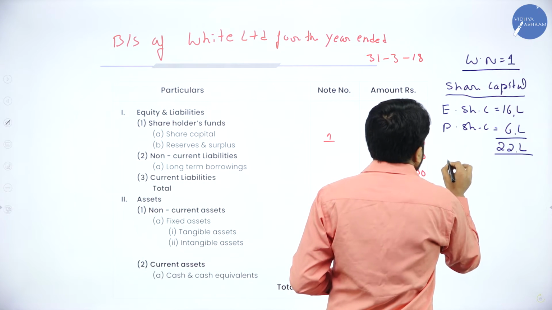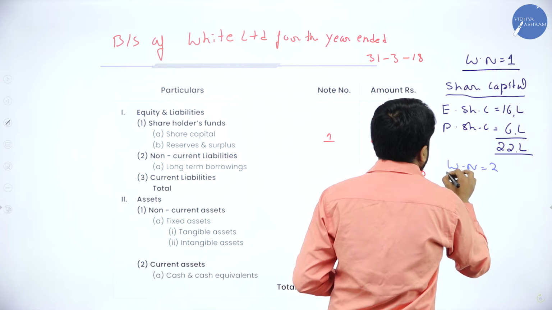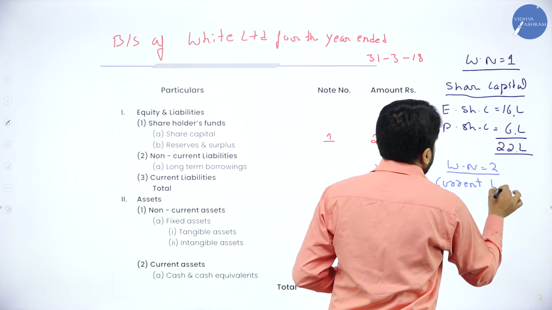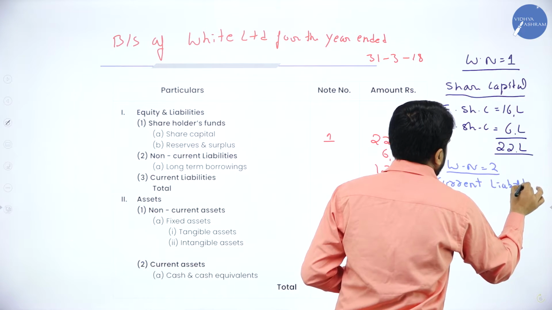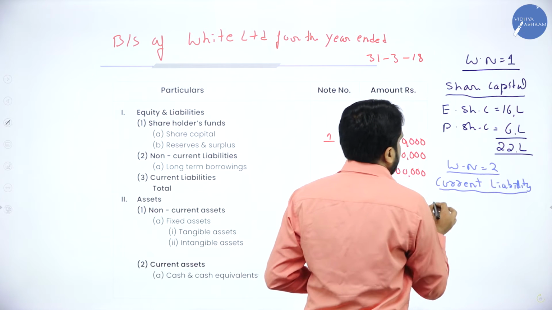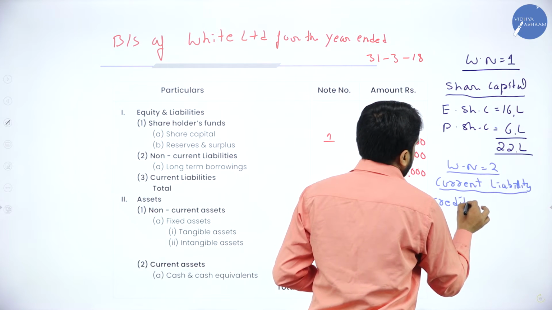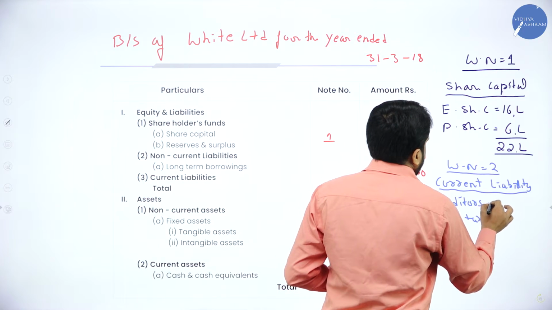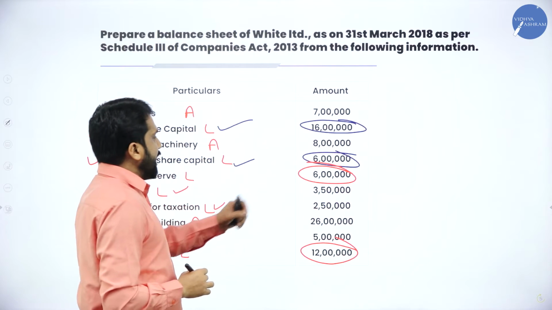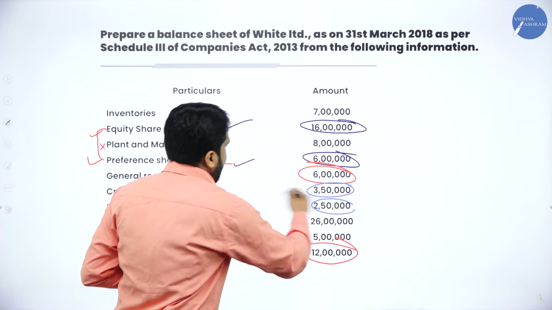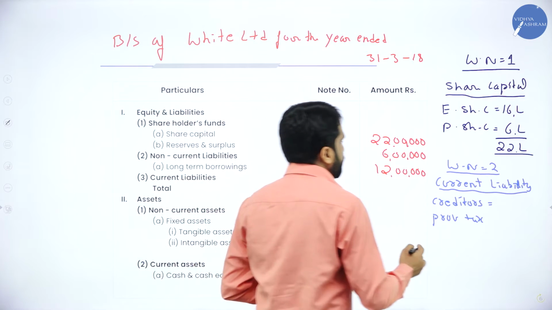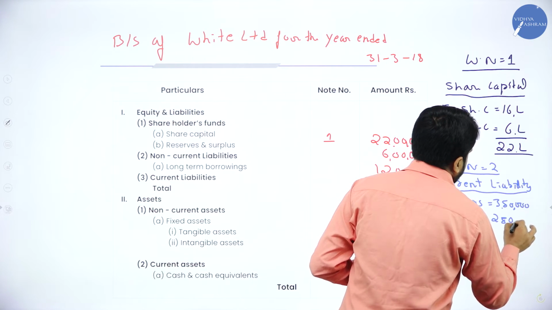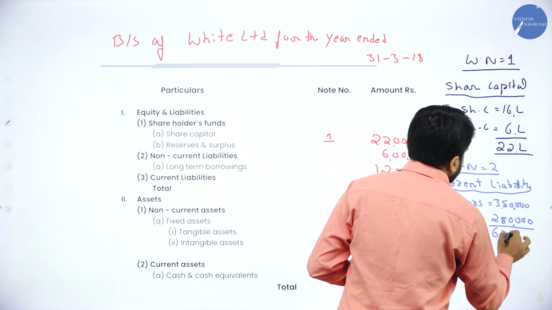First one, working note number 2. What is this? Current liability. Now, in this, first one is what? Creditors. Provision for taxation. Creditors is how much? 3,50,000 and provision for taxation is 2,50,000. 3,50,000 and 2,50,000. The answer is 6 lakh.